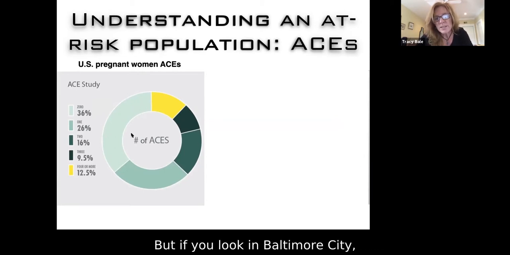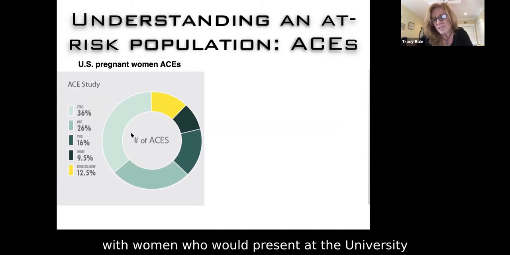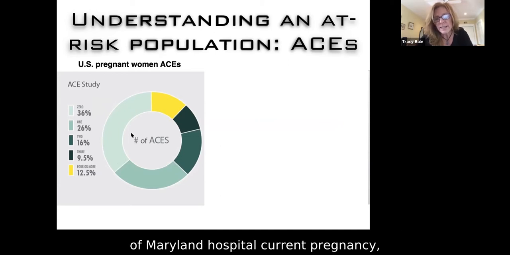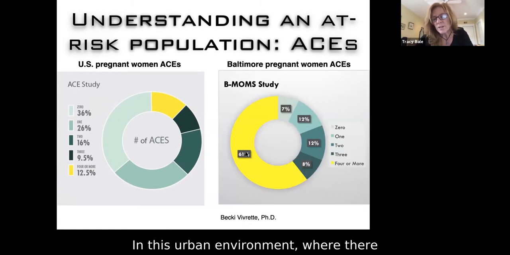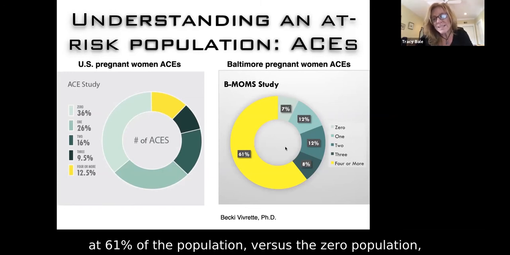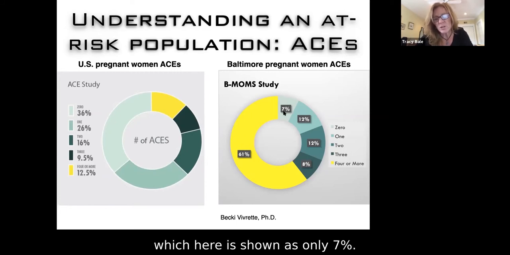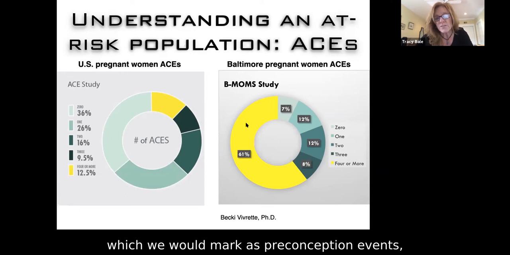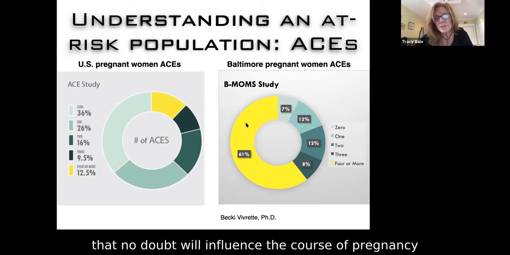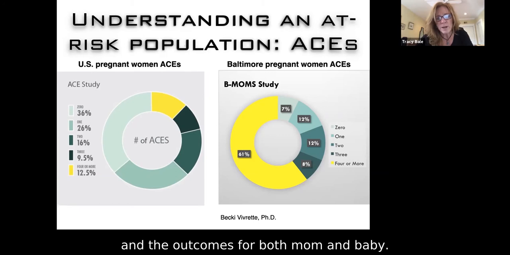But if you look in Baltimore City with women who would present at the University of Maryland Hospital in current pregnancy and ask about their ACEs, you can see that the numbers are dramatically different. In this urban environment where there is a noted trauma and health disparities, these women report 4 or more at 61% of the population versus the 0 population, which here is shown as only 7%. So there are dramatic differences in the adversity and experiences here, which we would mark as preconception events, that no doubt will influence the course of pregnancy and the outcomes for both mom and baby.